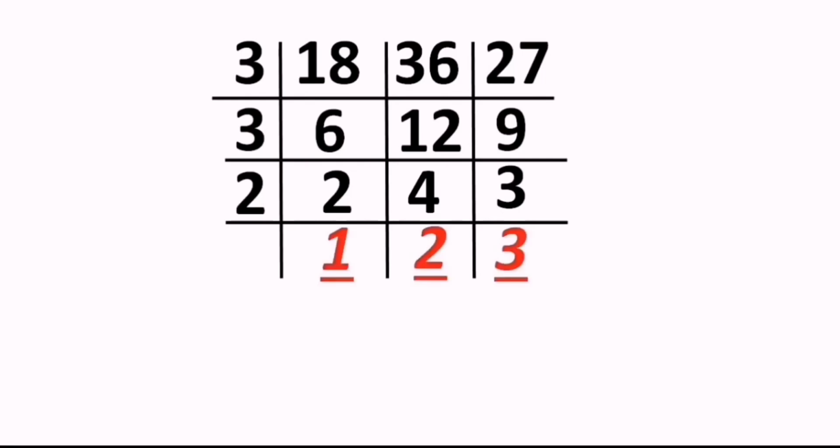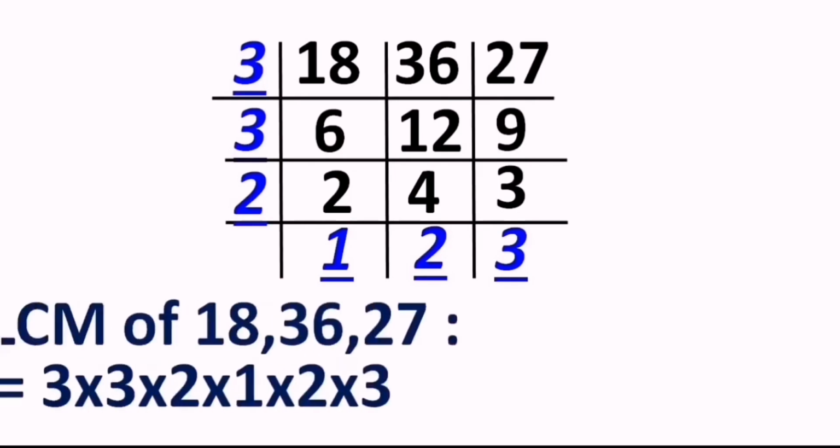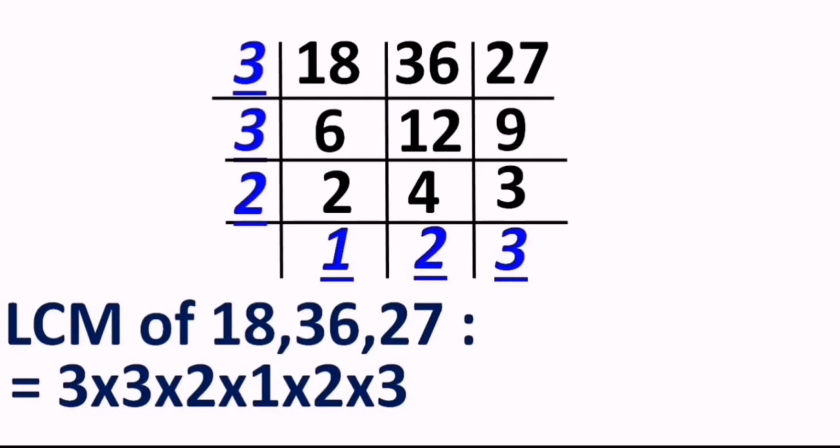And at this time we have to stop, and the numbers on the LHS and the numbers at the bottom layer are going to make our LCM all together. We have to write all those numbers in the multiplication the way you are looking at the screen, and the moment you carry out the multiplication you get the answer 108, and that is our answer, that is the LCM.